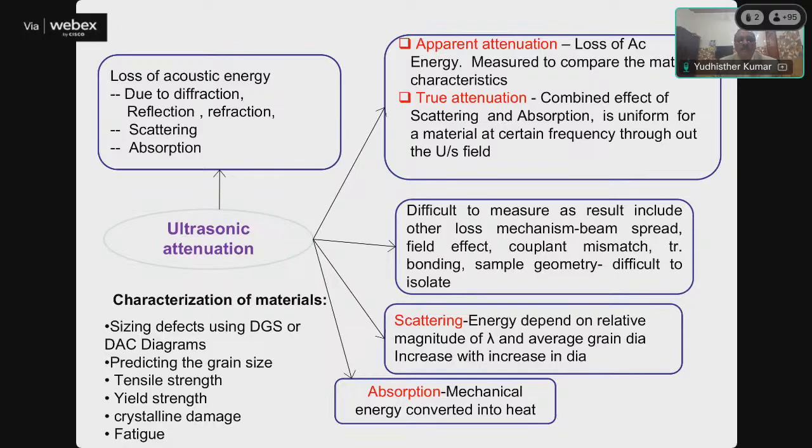Then scattering is energy loss which depends on the relative magnitude of wavelength and average grain diameter, and it increases with increase in diameter. Absorption, usually after absorption, mechanical energy is converted into heat. Ultrasonic attenuation is used in characterization, sizing of the defect using DGS, distance gain size, or DAC, distance amplitude curve diagrams. It predicts the grain size, tensile strength, yield strength, crystal damage, and fatigue.